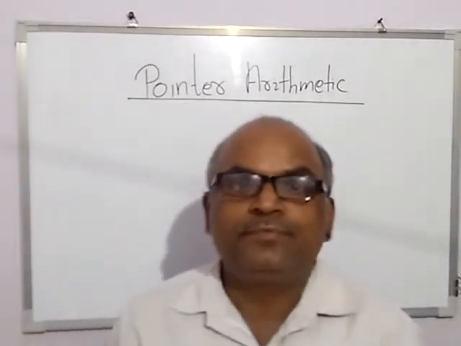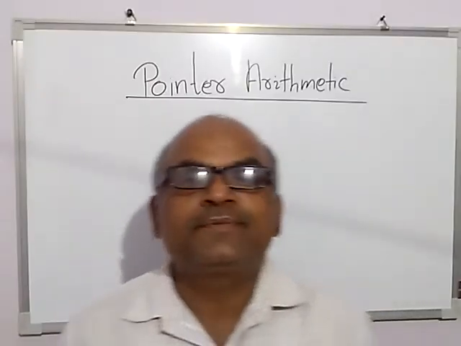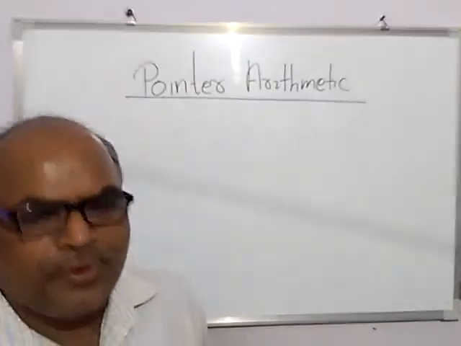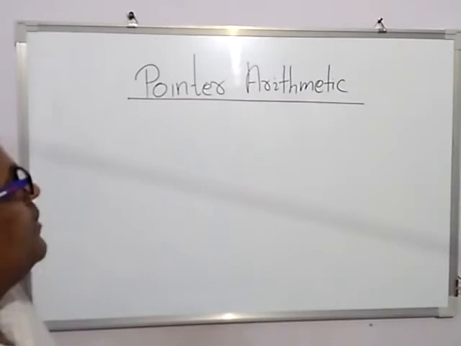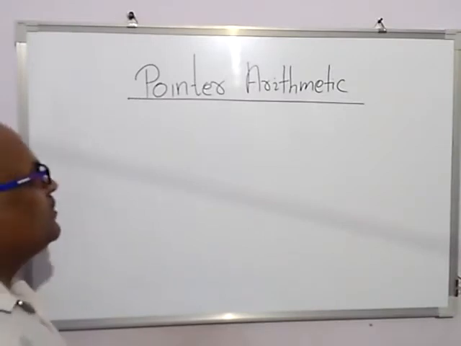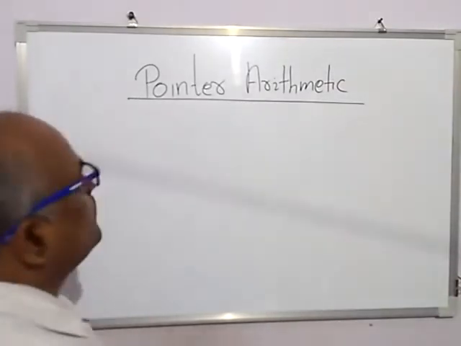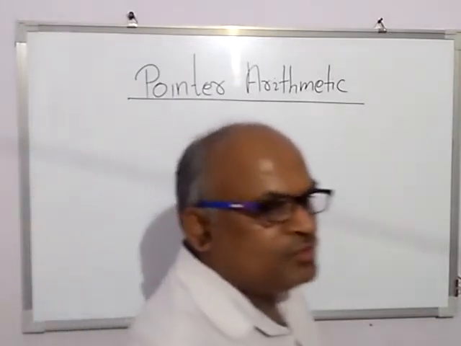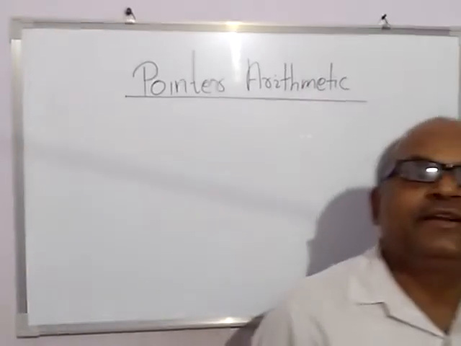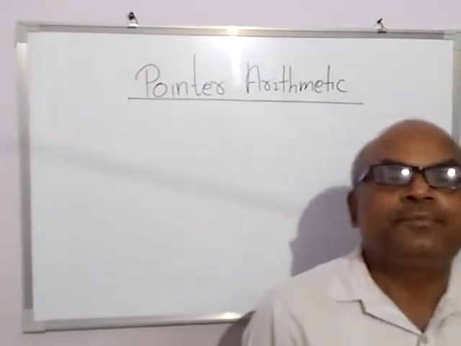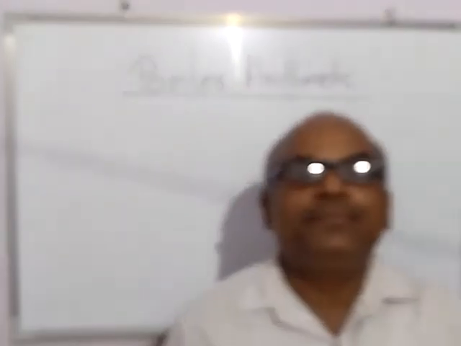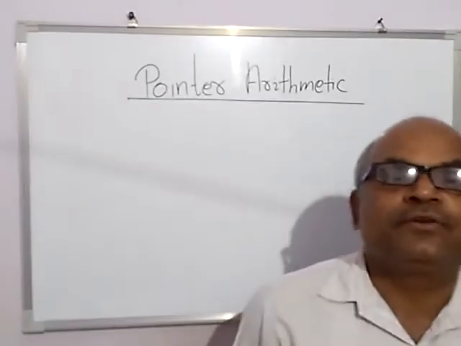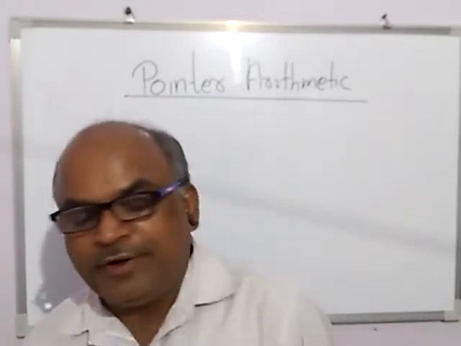In this video, I am going to explain pointer arithmetic. So what is pointer arithmetic? Like any other variable, a pointer can be incremented and decremented. Also, we can add and subtract an integer value from the pointer. That means we can add an integer value to a pointer. We can also subtract an integer value from the pointer.